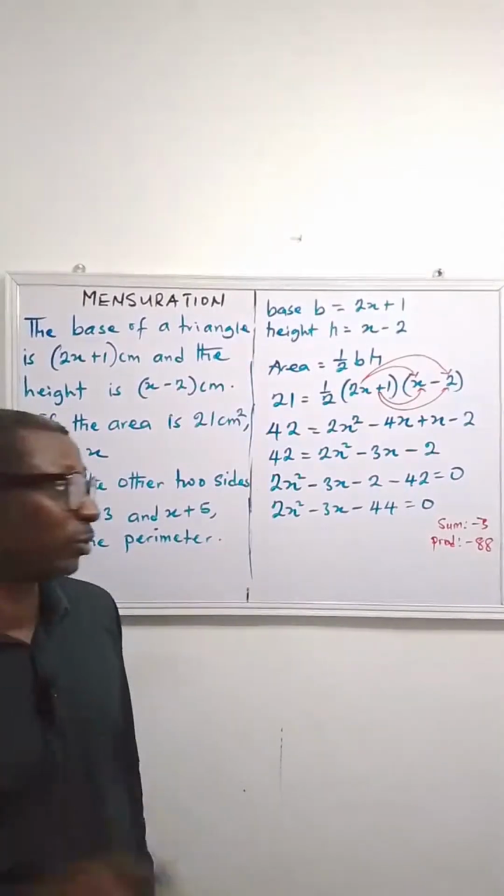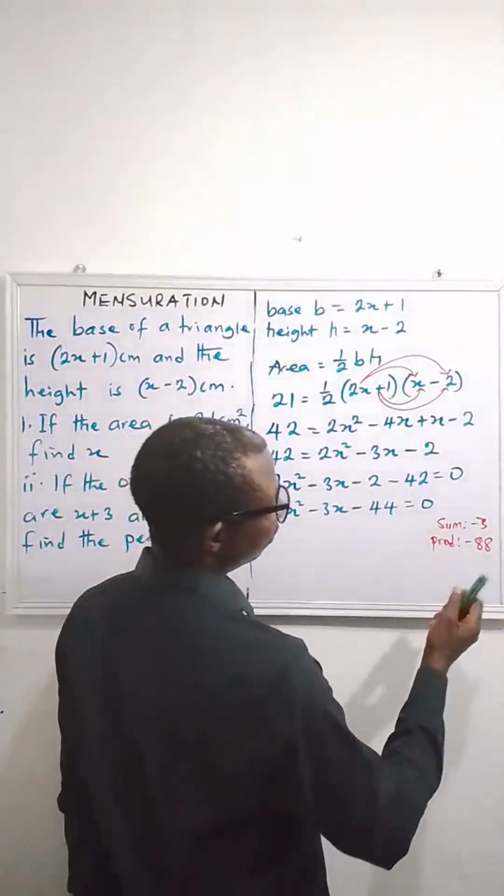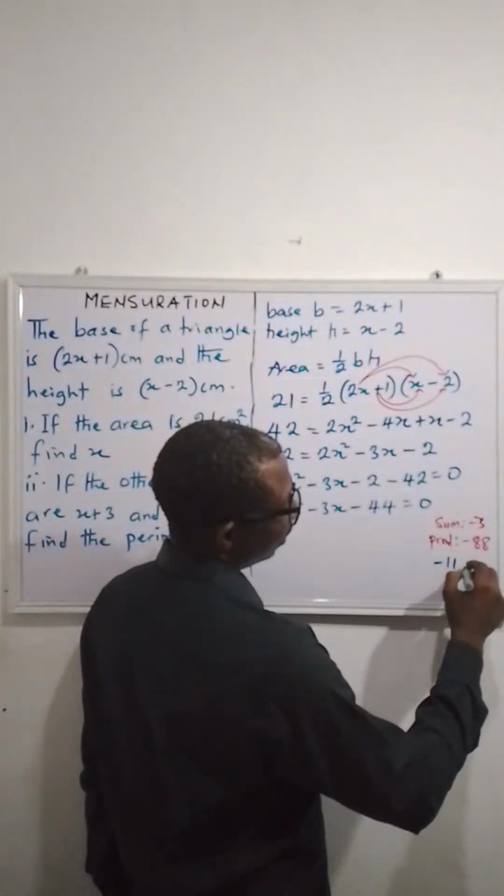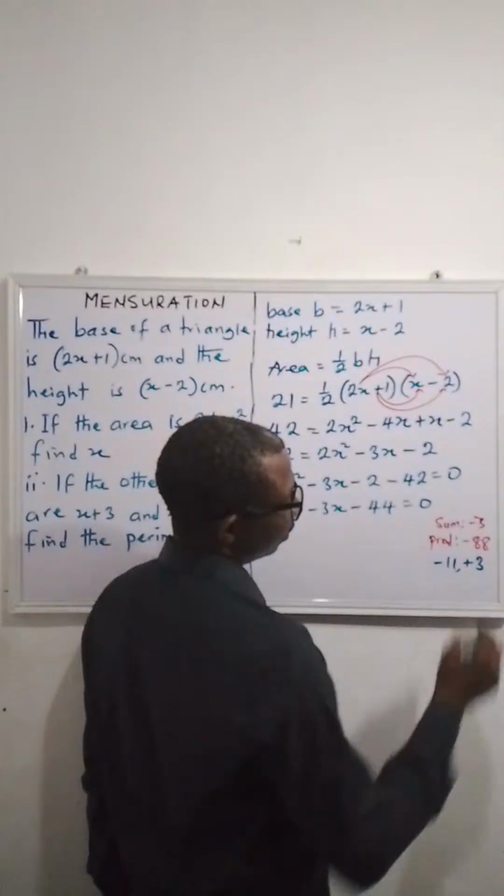Okay, so now what did you draw? You should have negative 11 and positive 3.